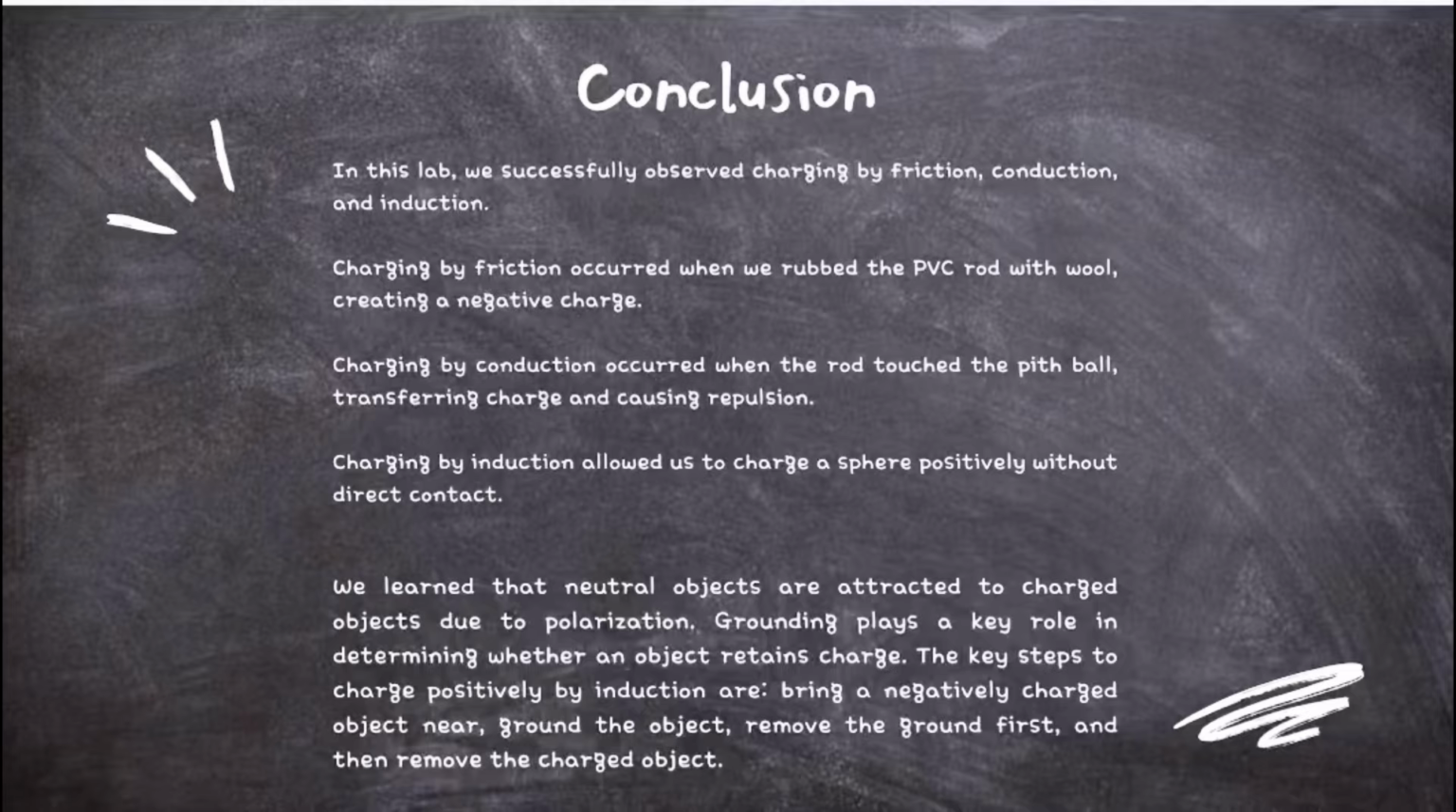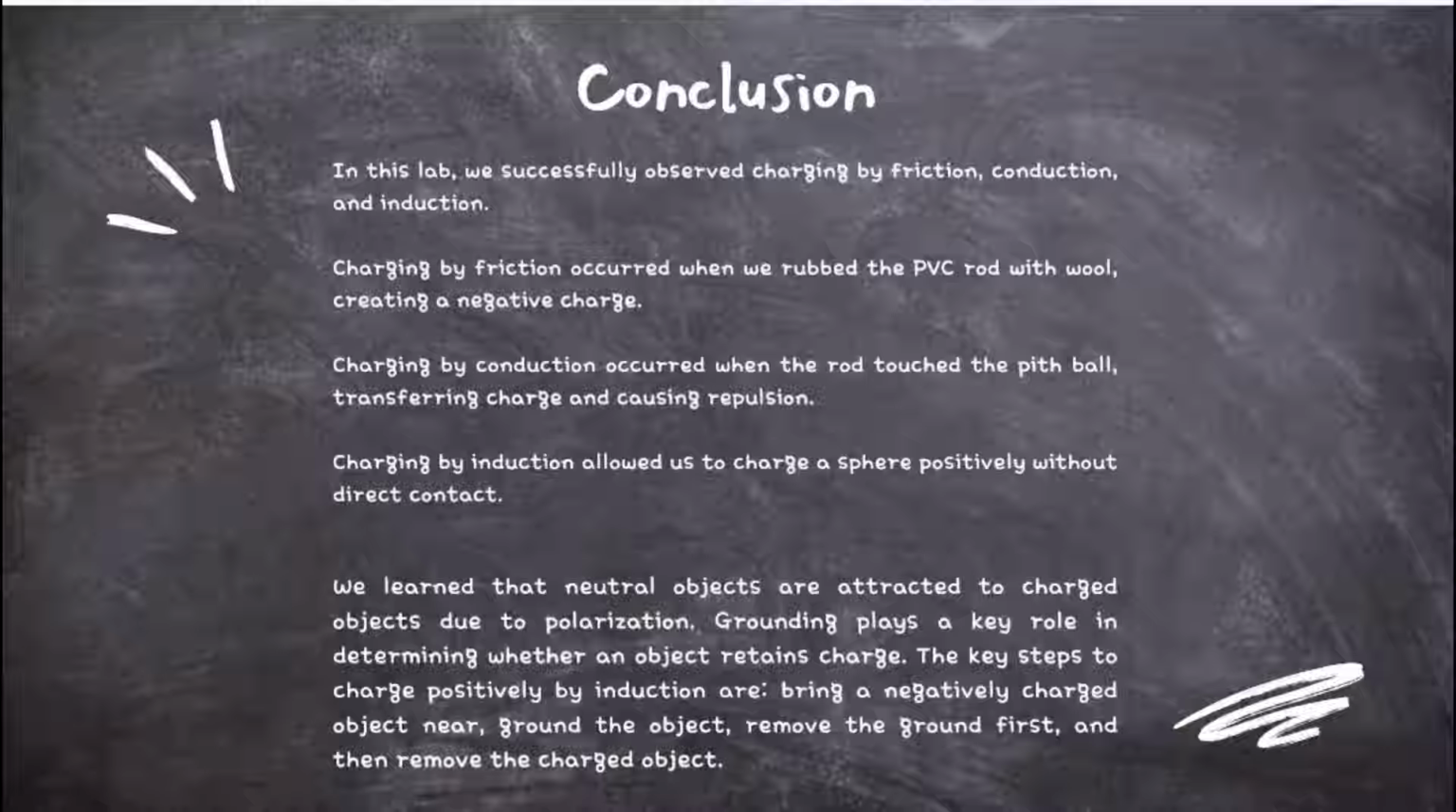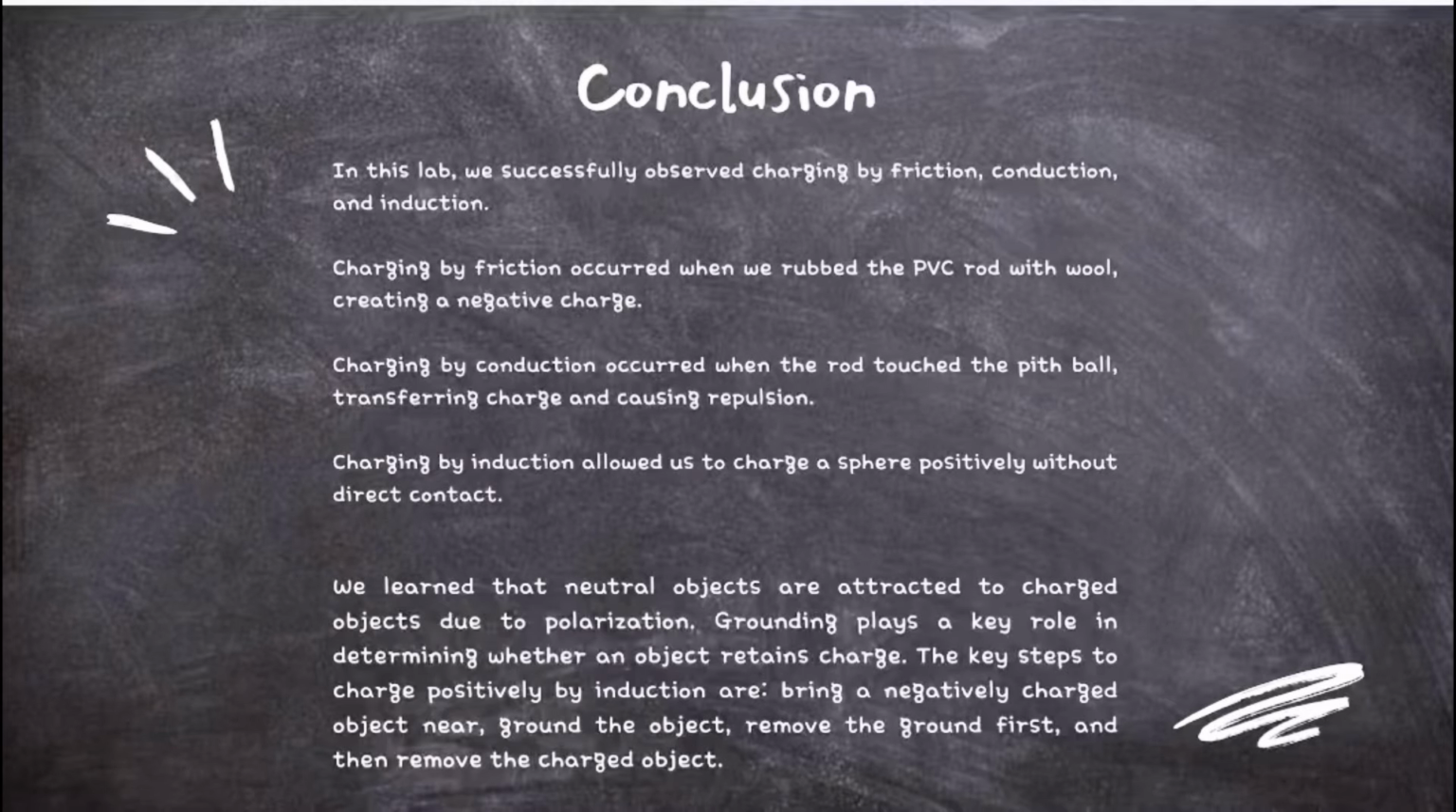Conclusion. In this lab, we successfully observed charging by friction, conduction, and induction. Charging by friction occurred when we rubbed the PVC rod with wool, creating a negative charge. Charging by conduction occurred when the rod touched the pith ball, transferring charge and causing repulsion. Charging by induction allowed us to charge a sphere positively without direct contact. We learned that neutral objects are attracted to charged objects due to polarization. Grounding plays a key role in determining whether an object retains charge. The key steps to charge positively by induction are: bring a negatively charged object near, ground the object, remove the ground first, and then remove the charged object.